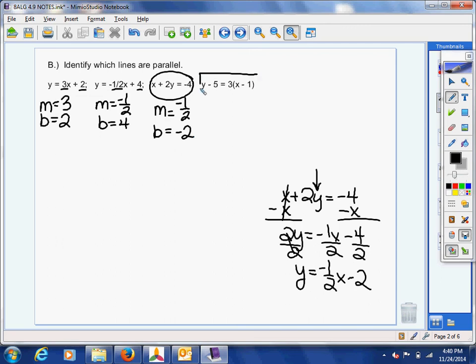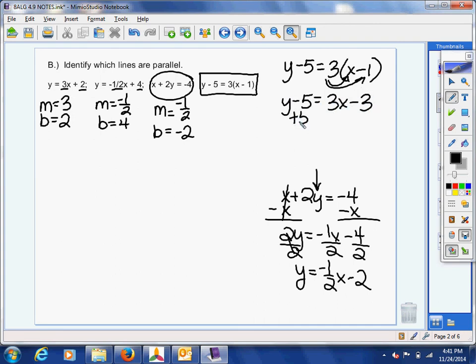All right, the last one here, that's in point-slope form. Now that tells me the slope, but it doesn't tell me the y-intercept, but I need both. So remember what we learned in previous lessons, you are going to do 2 steps. This is always the same 2 steps you follow when turning point-slope into slope-intercept. First, distribute. Okay, so that's going to give me y minus 5 is equal to 3x minus 3. Then get y by itself. Okay, did it. And I've got y equals 3x plus 2. So that means this one has a slope of 3 and a y-intercept of 2.